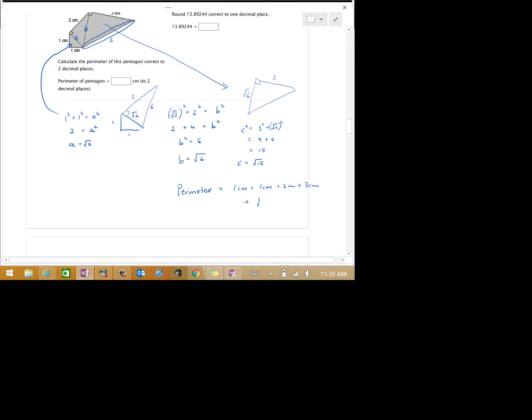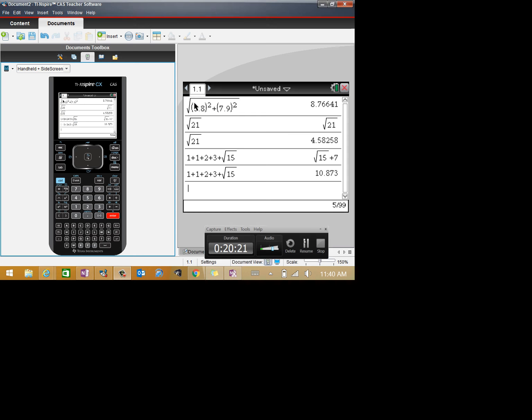I don't understand how you round it. Why is it 1 centimetre plus 1 centimetre? So we've just added those together, and to 2 decimal places it's 10.87. Where's the 6? I've never been taught how to round off.